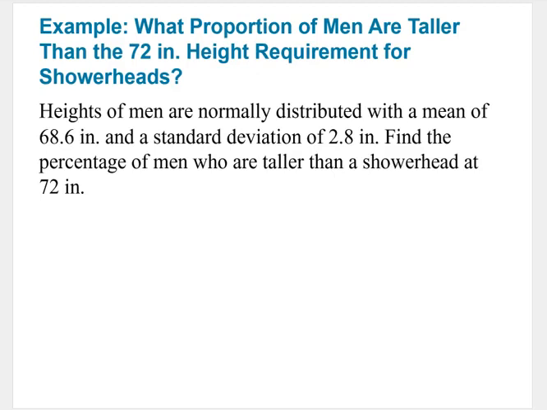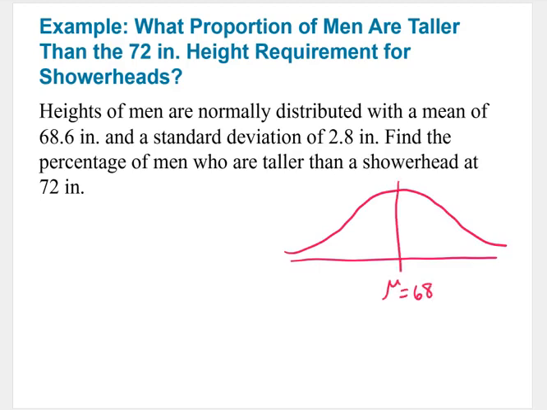All right, the heights in men are normally distributed with the mean of 68.6 inches and a standard deviation of 2.8 inches. Find the percentage of men who are taller than a shower head at 72 inches. Okay, so for this problem, we have a normal distribution, right? It says it's normally distributed. It has a mean of 68.6 inches, and it told us the standard deviation was 2.8 inches.